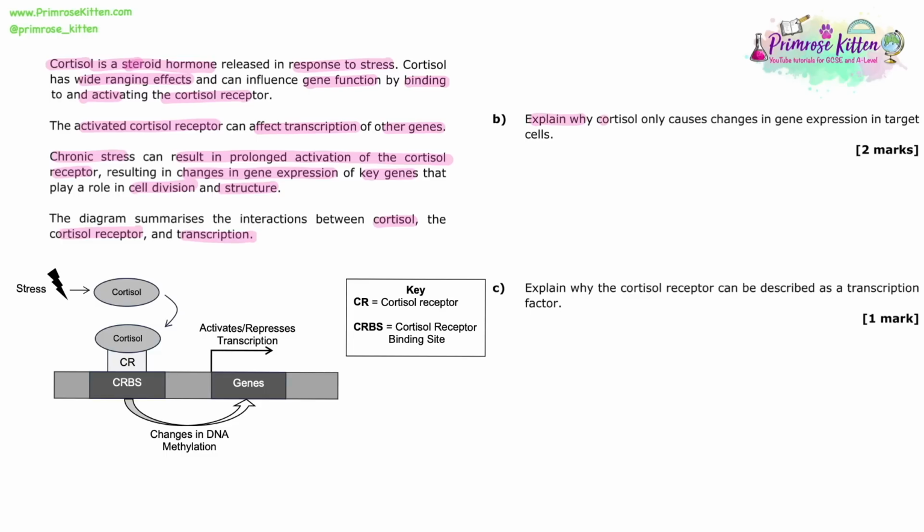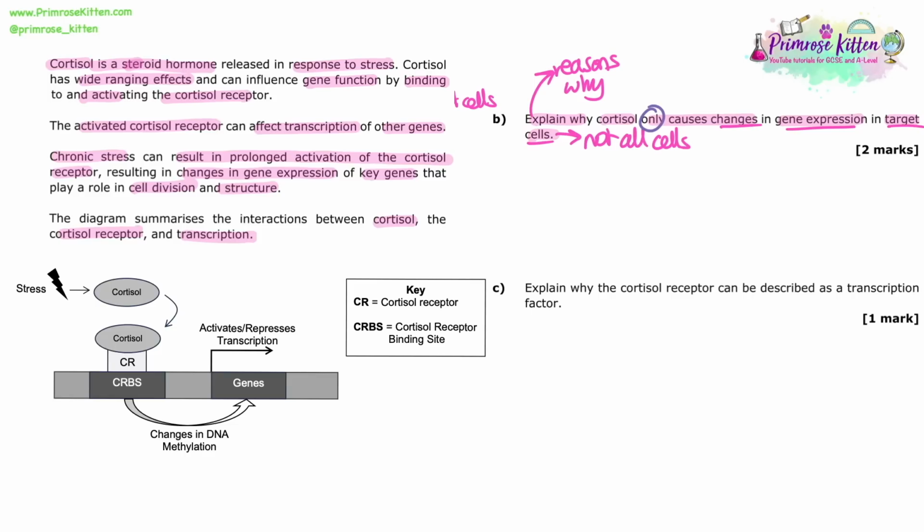Explain why cortisol only causes changes in gene expression in target cells. So we need reasons why there isn't gene expression caused in every cell from cortisol, for example. So why do not all cells respond to this hormone? So it's asking why does it only cause change in gene expression in target cells? If we go back to the question, it talks about changing gene function by binding and activating the cortisol receptor. And we see that in the diagram as well.